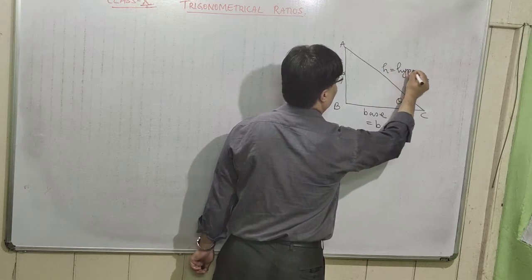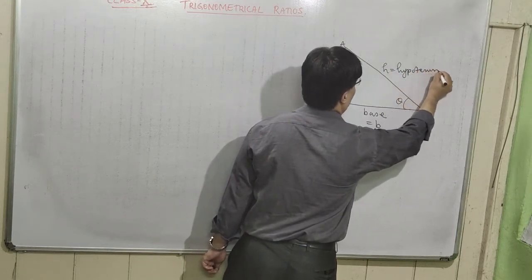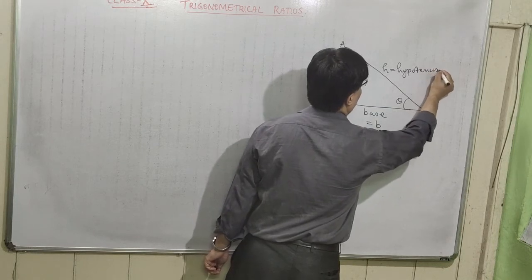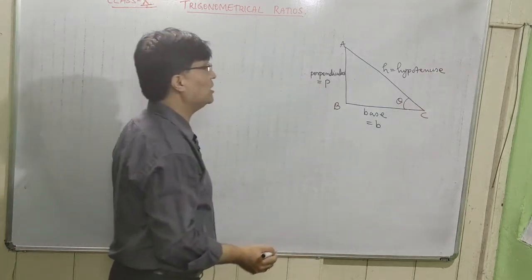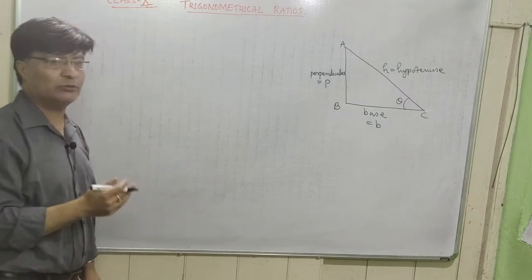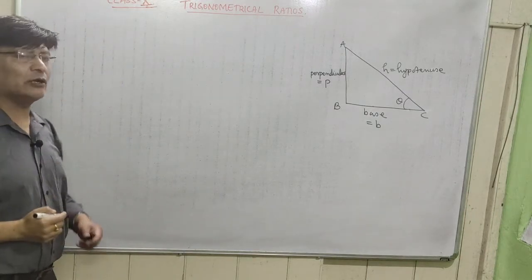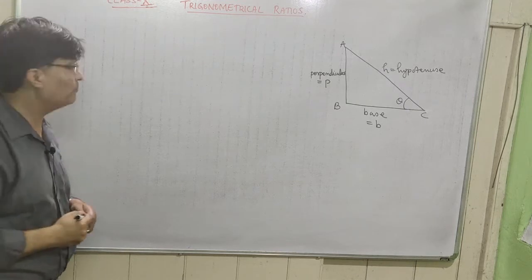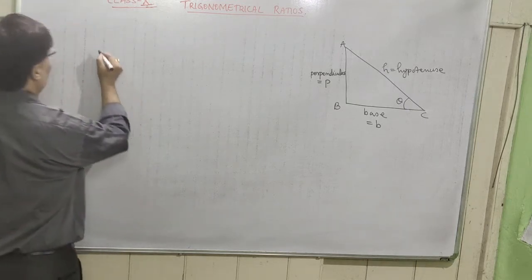That is your hypotenuse. The longest side of the right angle triangle is known as what? It is the hypotenuse. Okay? Now let us write down the formula.